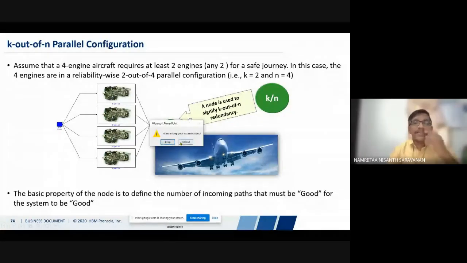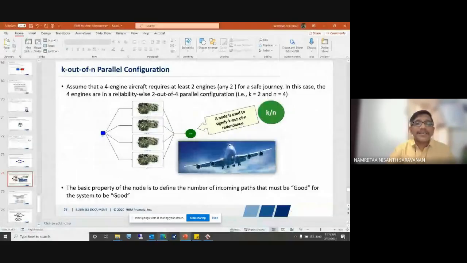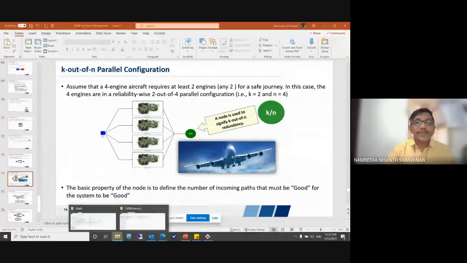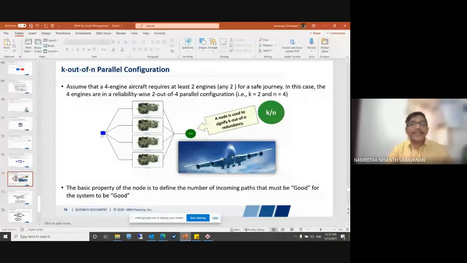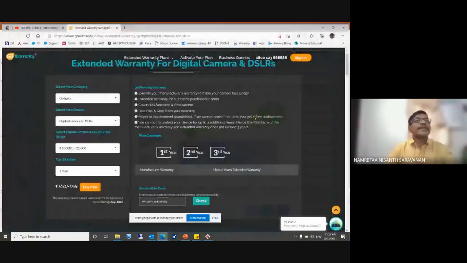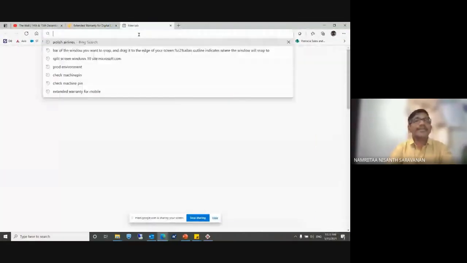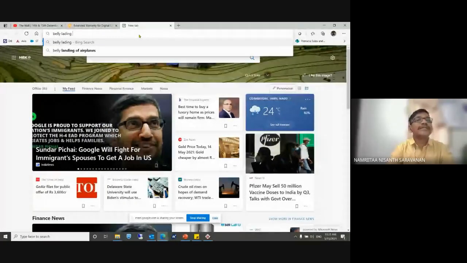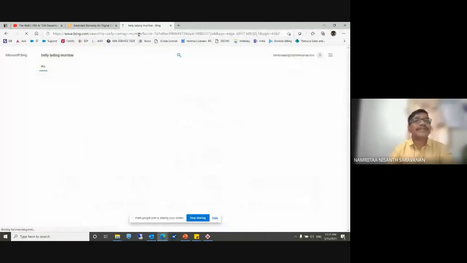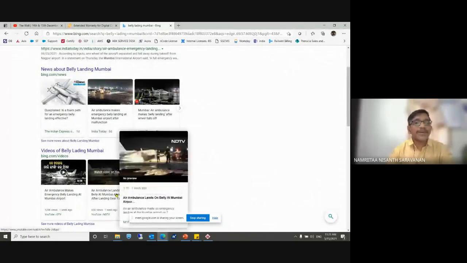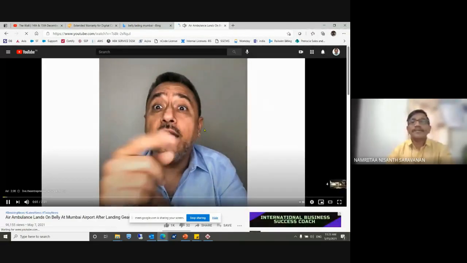So you may think, how many of you know about the belly landing? Belly landing is a scenario in aircraft. If you think about that situation, one aircraft had a belly landing in Mumbai, I think some 1 week back. So this is what happens.